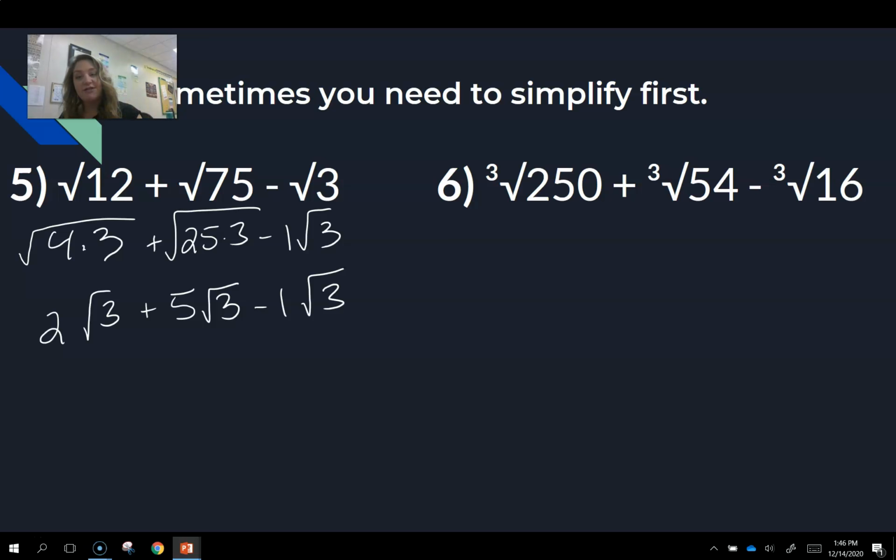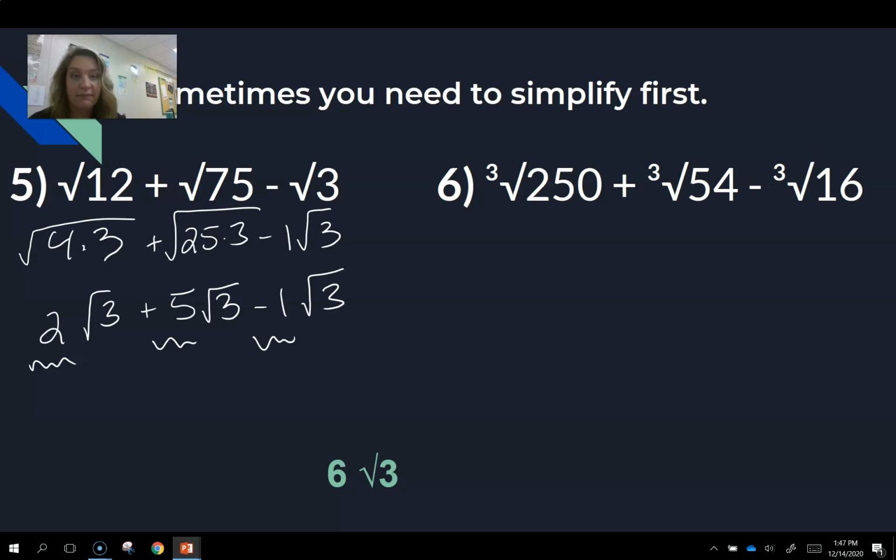All right, so now let's look at it. I've simplified 2 square root 3 plus 5 square root 3 minus 1 square root 3. Look at that. They all have a square root of 3. So here I can do 2 plus 5, which is 7, minus 1, which will be 6 square root 3. So 2 plus 5 minus 1. And then their like term was the square root 3, so that is still there.